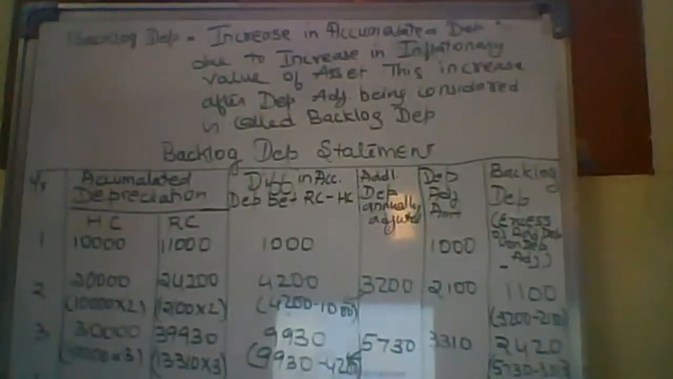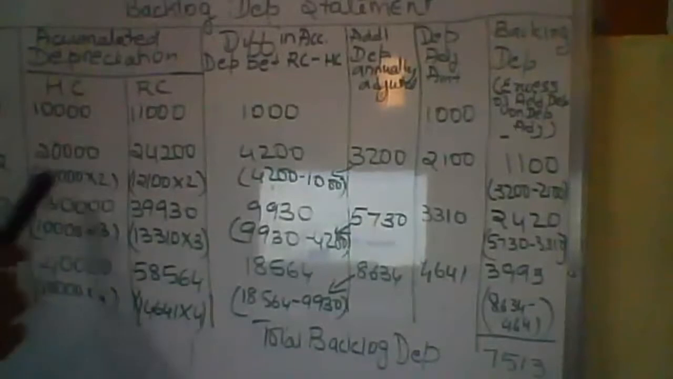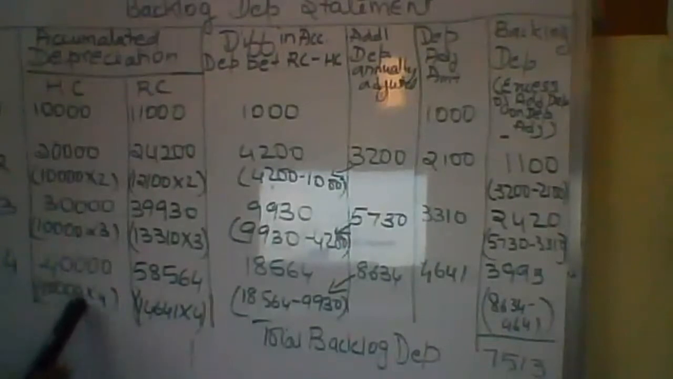So what happens? How to do the accumulated depreciation? Accumulated depreciation: first year 10,000, second year 10,000 into 2, 20,000, third year 10,000 into 3, 30,000, fourth year 10,000 into 4, 40,000. Okay, till here this is the historical cost.